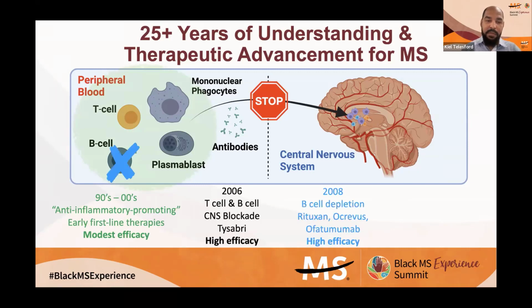We also have these newer depletion therapies such as Ocrevus, ofatumumab, and Rituxan that deplete B cells, or Lemtrada, which depletes both B cells and T cells. And these are very high efficacy in terms of limiting disease activity.